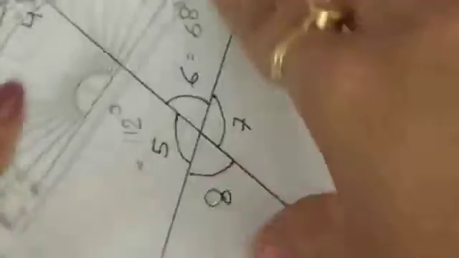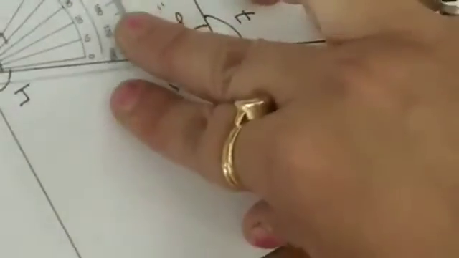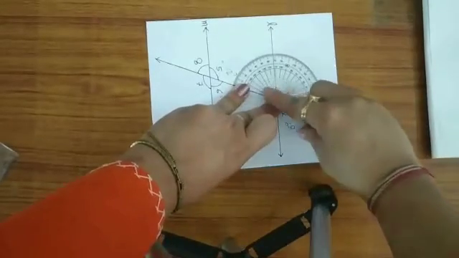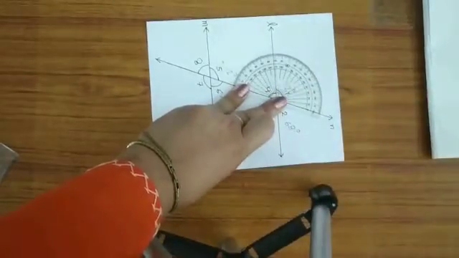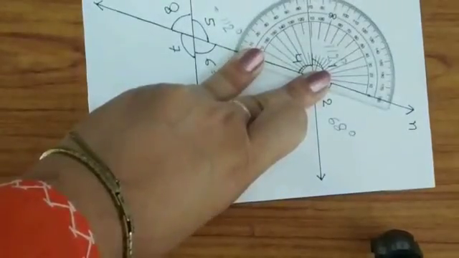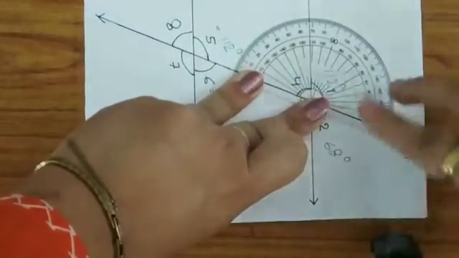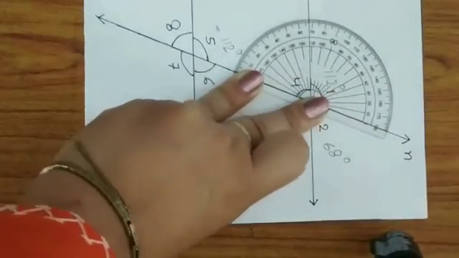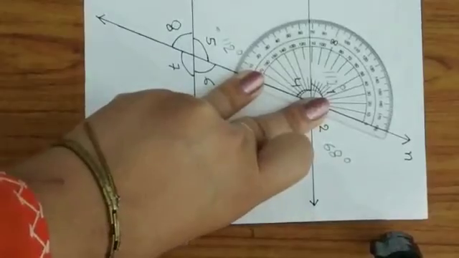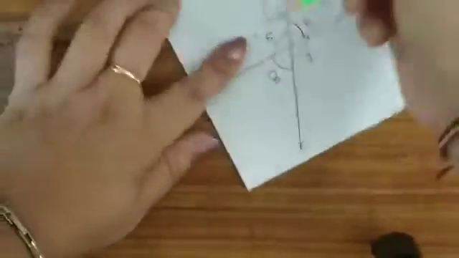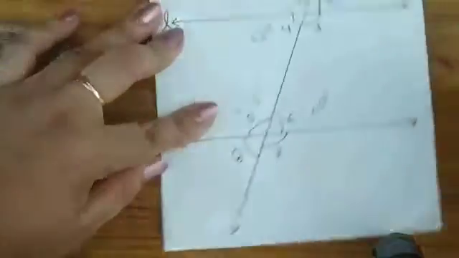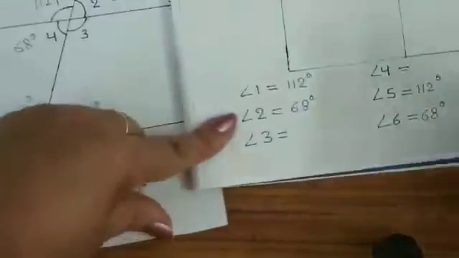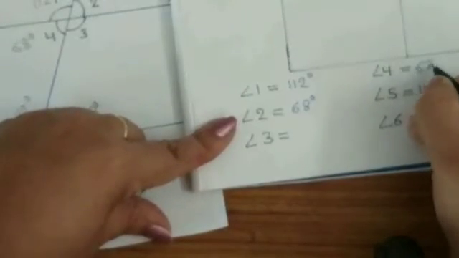Now, students, similarly, when we measure angle 4 with the help of a protractor, you can see what measurement is coming here. It is again coming, angle 4 is 68 degrees. So we can write that angle 4 is 68 degrees. So this is 68 degrees, students. Here also I am writing it together so that it will be easier for us.